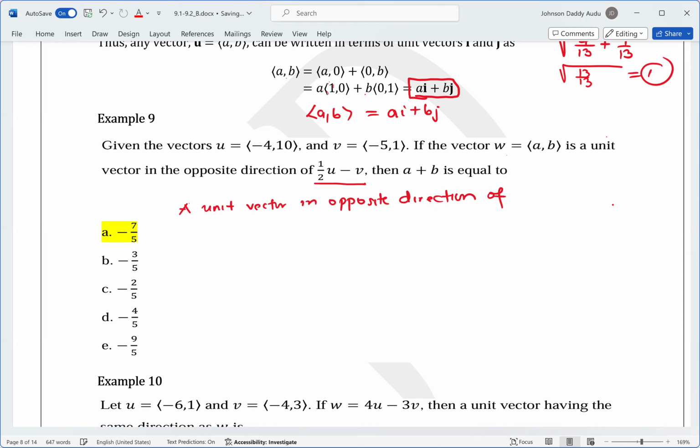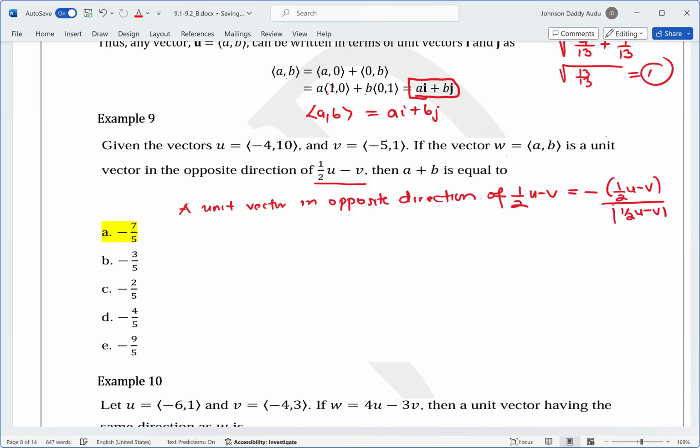So in the opposite direction of what? Of this. This simply means it's going to be minus the vector itself divided by its magnitude. This is what it means. So whatever you get is your W, right? Because we said it's a unit vector, that is why we divide by its magnitude. And then opposite direction, that is why we have the minus.